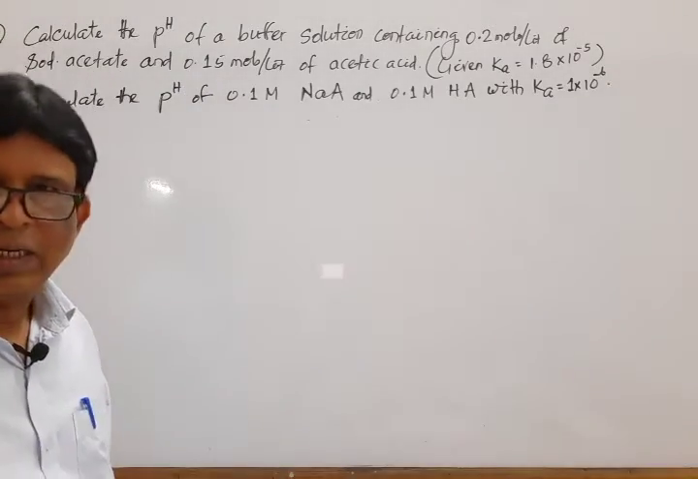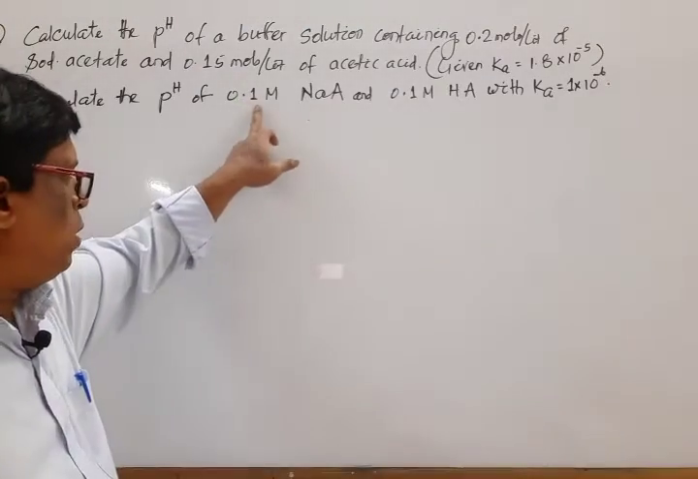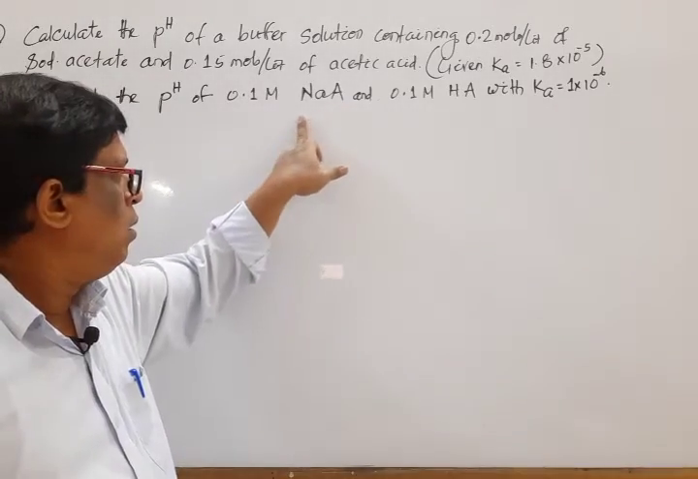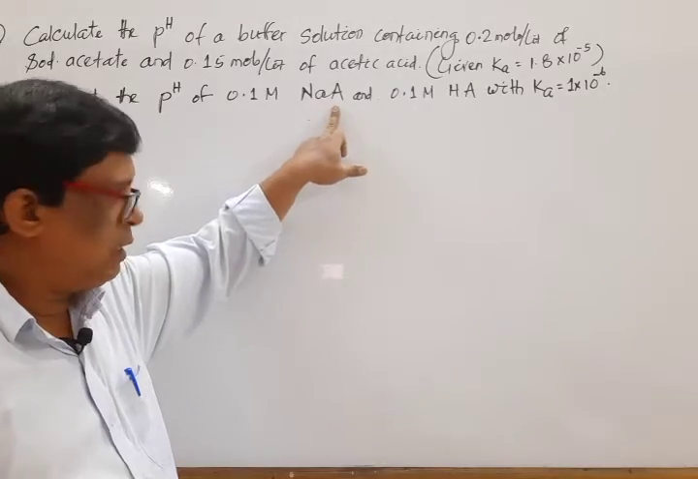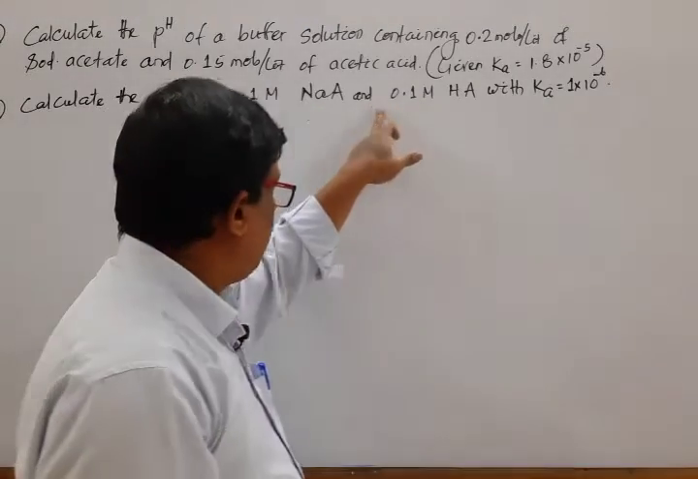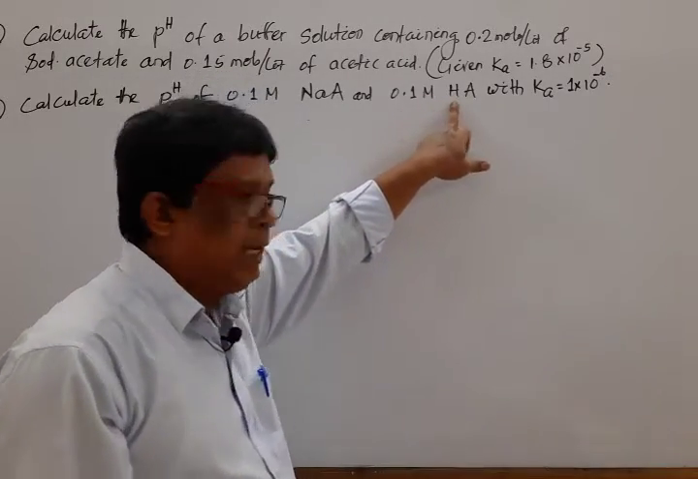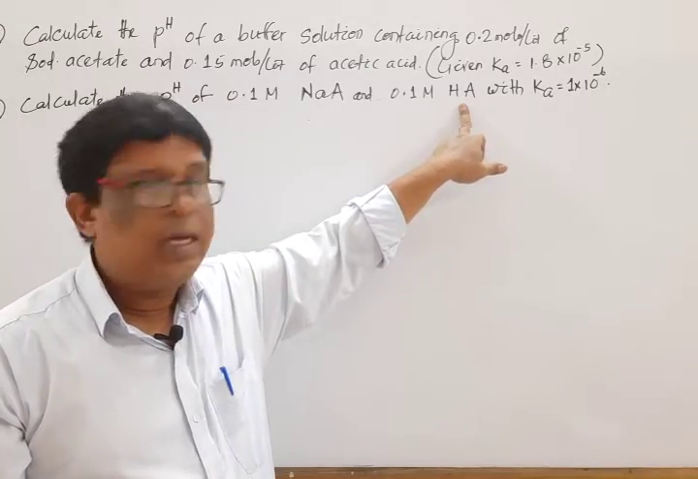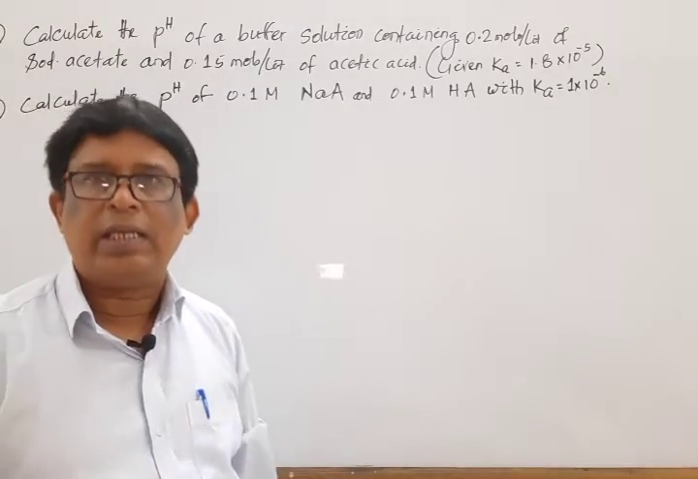What is the next question? Calculate the pH of 0.1 M NaA. It is the symbolic representation of the salt, that is, sodium acetate, and 0.1 mole of HA, the symbol for acid, that is known as acetic acid. As acetic acid and sodium acetate are there, it is known as an acidic buffer.